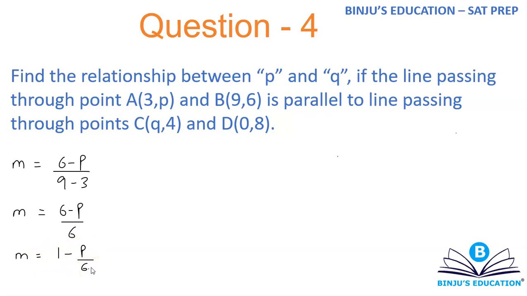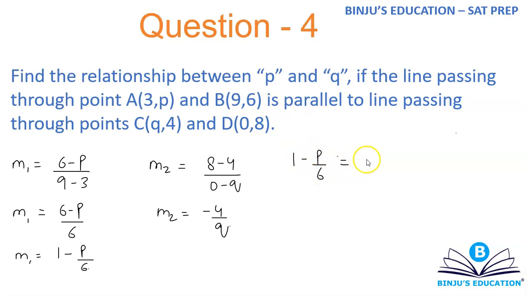And the line passing through (Q, 4) and (0, 8), let me call this M2. For this line, the slope will be 8 minus 4 divided by 0 minus Q. So M2 will be minus 4 over Q. Now the two lines are parallel, that means the slopes are going to be equal, which means (6 minus P) by 6 is equal to minus 4 by Q. Okay, can I simplify this? I think I can. So it's going to be 6 minus P is equal to minus 24 by Q.